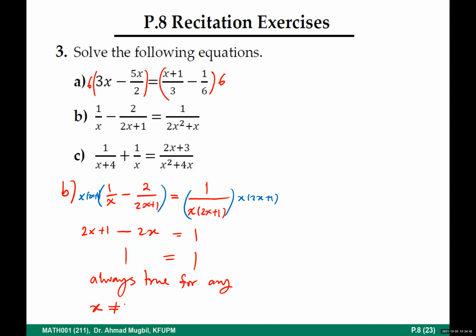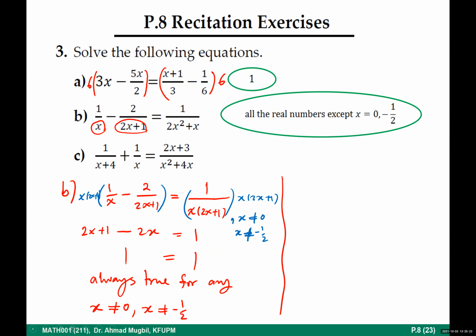For any x, not 0 and not negative half. Why? x cannot be 0, Shabab. It is in the denominator, look. x cannot be negative a half. And this is why I told you in the previous class, when you multiply by a quantity, make sure that it is not 0. So you should write this condition here. Always, when you multiply by a variable, check that this variable is not 0. Otherwise, you will lose your variable. Here we are. So the solution is all the real numbers except 0 and negative half.